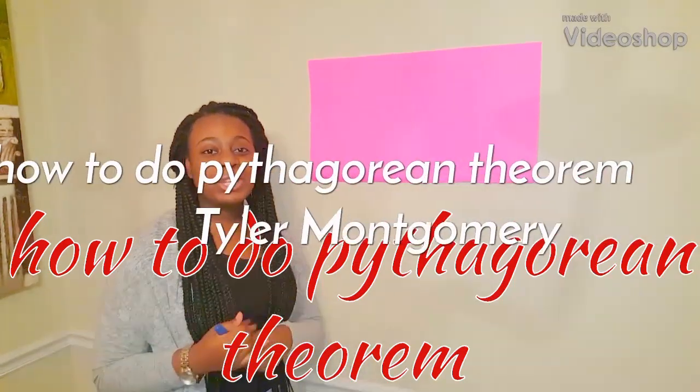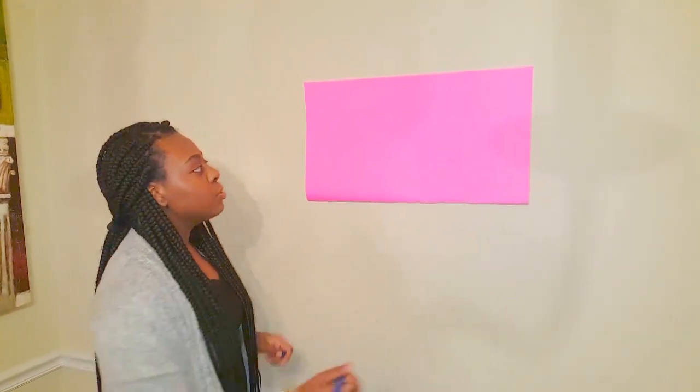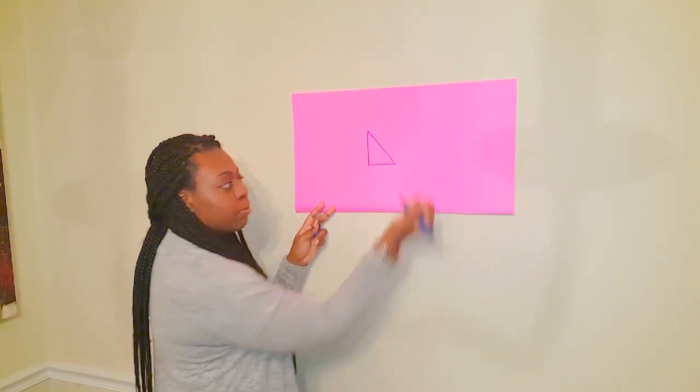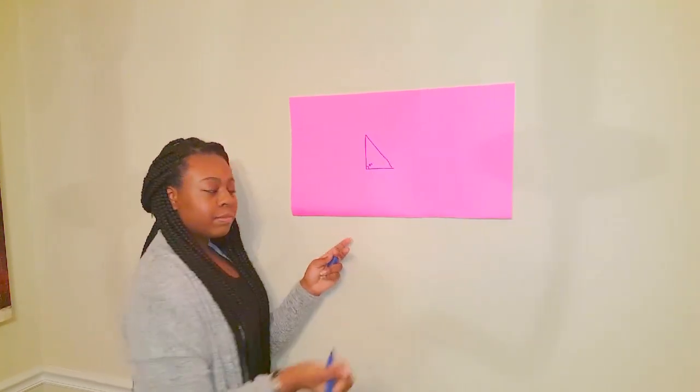I'm going to be showing you how to do Pythagorean theorem. Pythagorean theorem is very simple. The first thing you would do is start off with a right angle. Simple, okay? You could put a square and then a 90-degree sign.